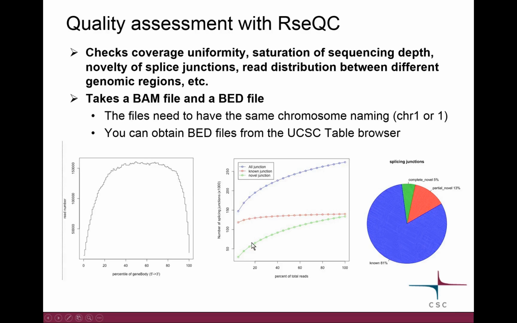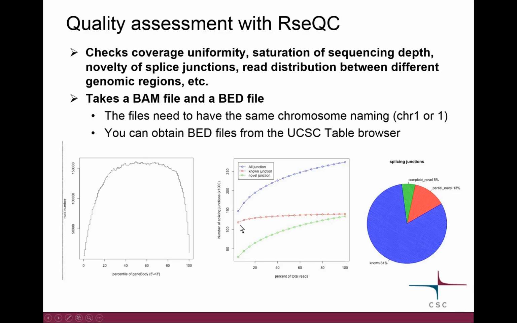Next, we have the saturation of sequencing depth. Here in red, we have the known junctions. This is the number of junctions that are found, and on the x-axis, we have the percentage of total reads. So this is the full number of reads used, and then we use just a smaller part of them to see at what point we have already found all the junctions.